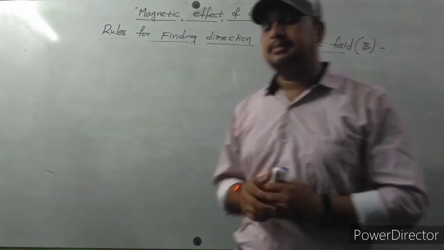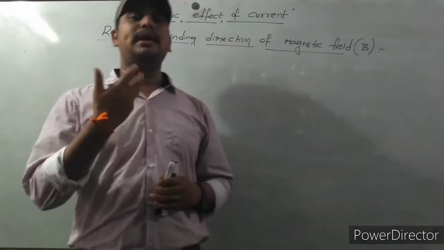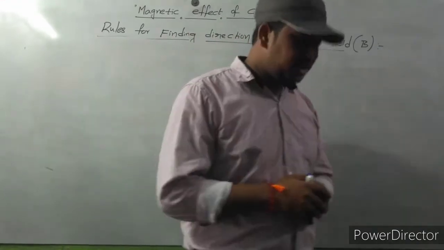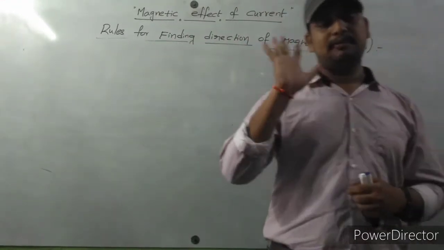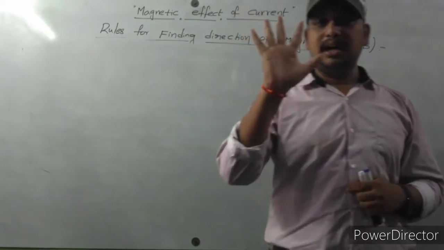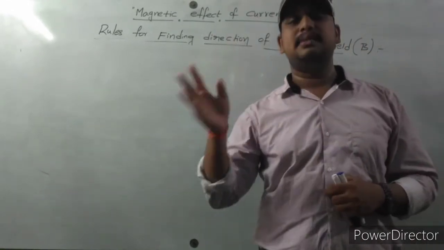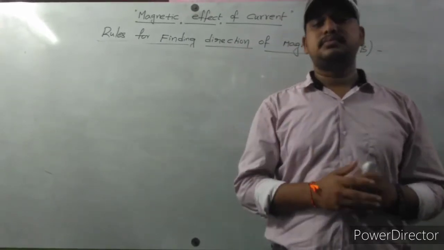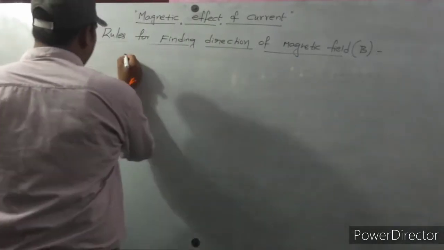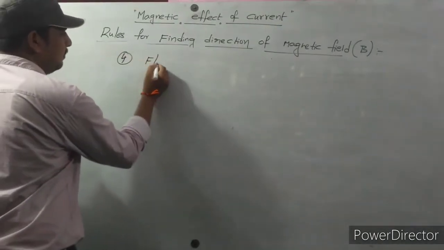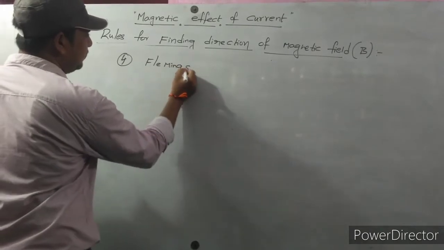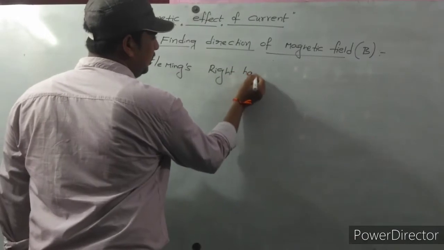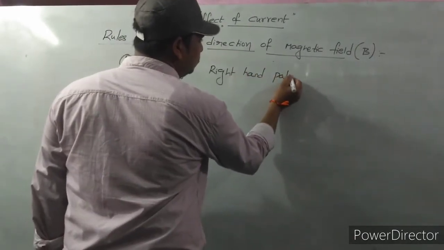Now in this session I am going to discuss a few more details about rules for finding magnetic field. Dear students, we had mainly 5 rules for finding direction of magnetic field. Of those 5 rules, 3 were already completed in the previous lectures. Now I am going to discuss the remaining 2 rules. Rule number 4 is Fleming's right hand palm rule.